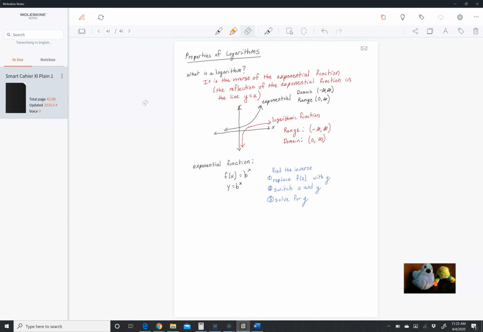Then we're going to switch the x and the y. So now these are inverses right now, but we have to solve for y. And this is where our problem comes in, because we have to solve for an exponent. And we can't just raise this to the 1 over y, because then we'll get a b, but then over here we'll get an x to the 1 over y. So that's not going to work. We need it to be a y equals. And that's the purpose of the logarithm. The purpose of the logarithm is to solve for the exponent.